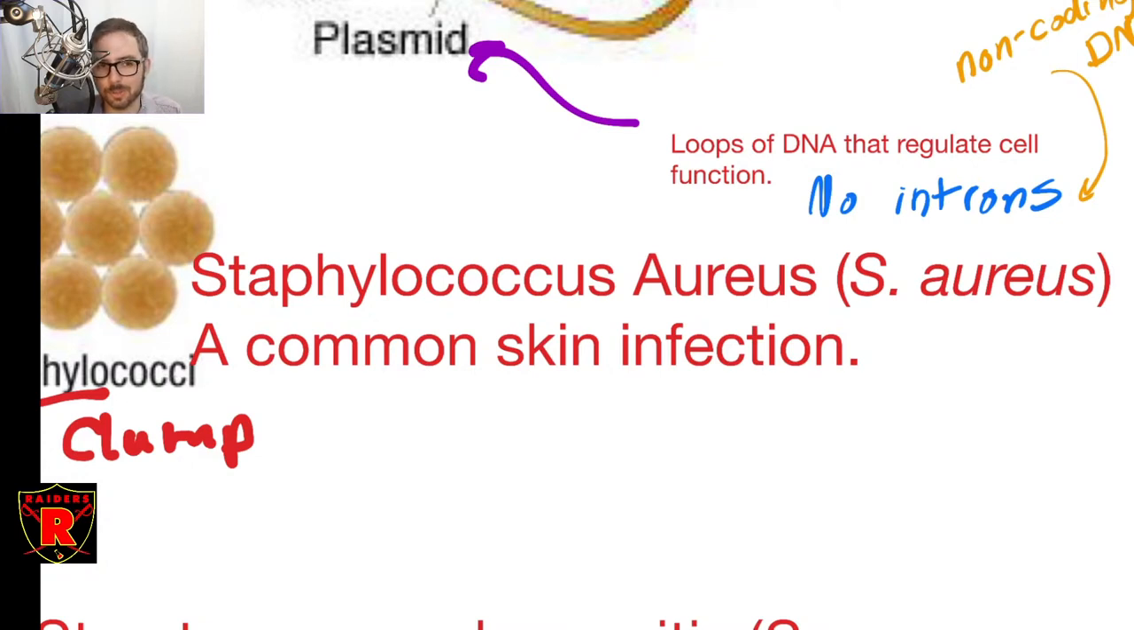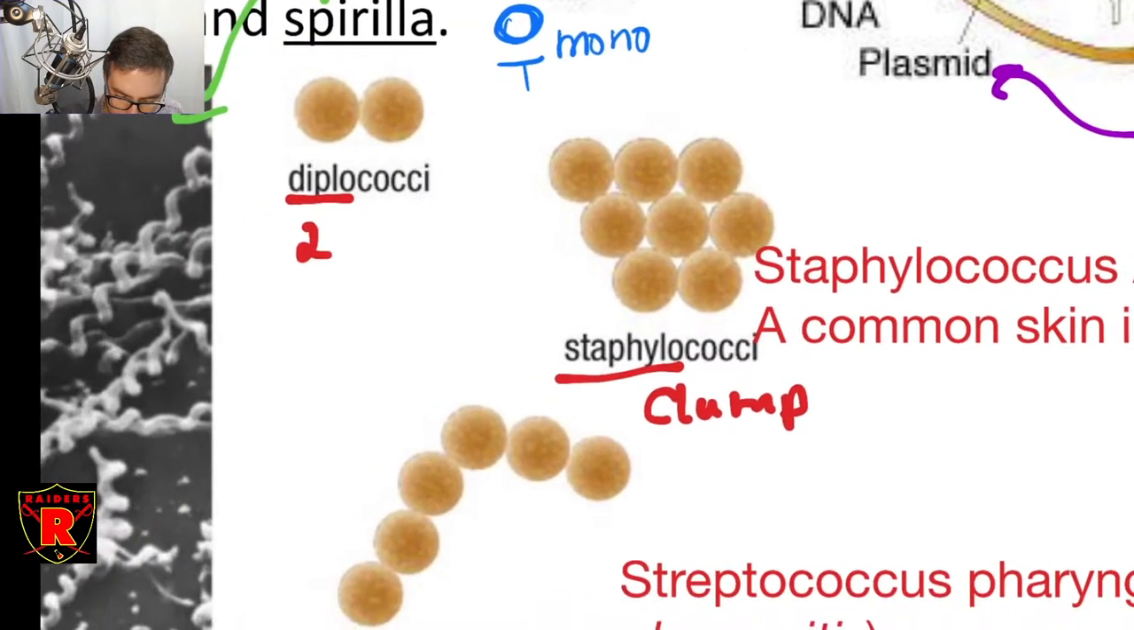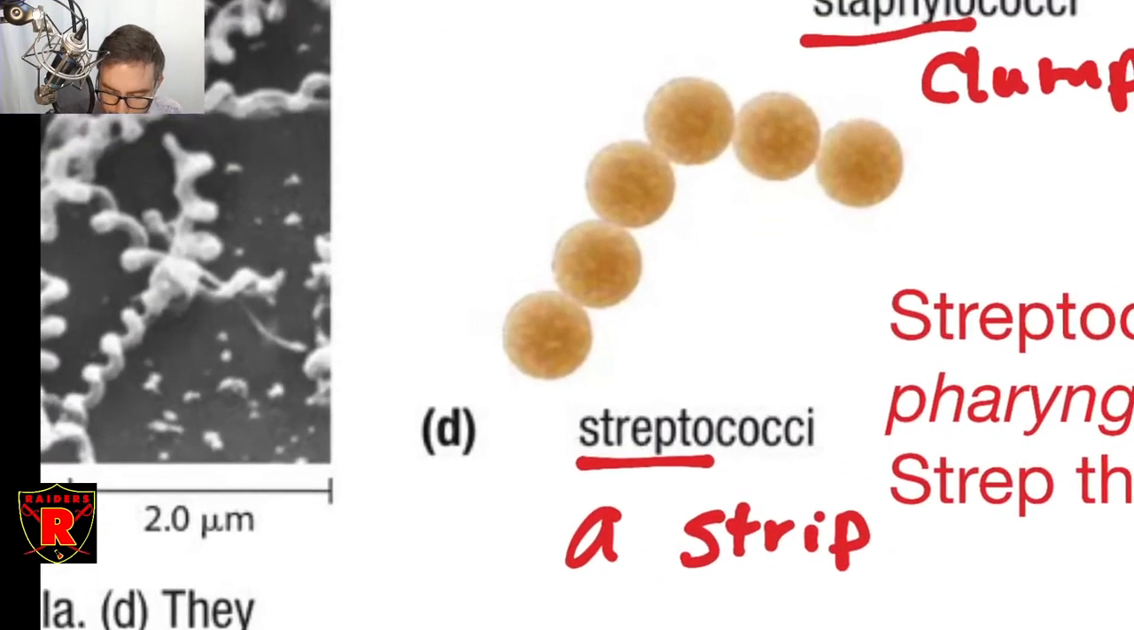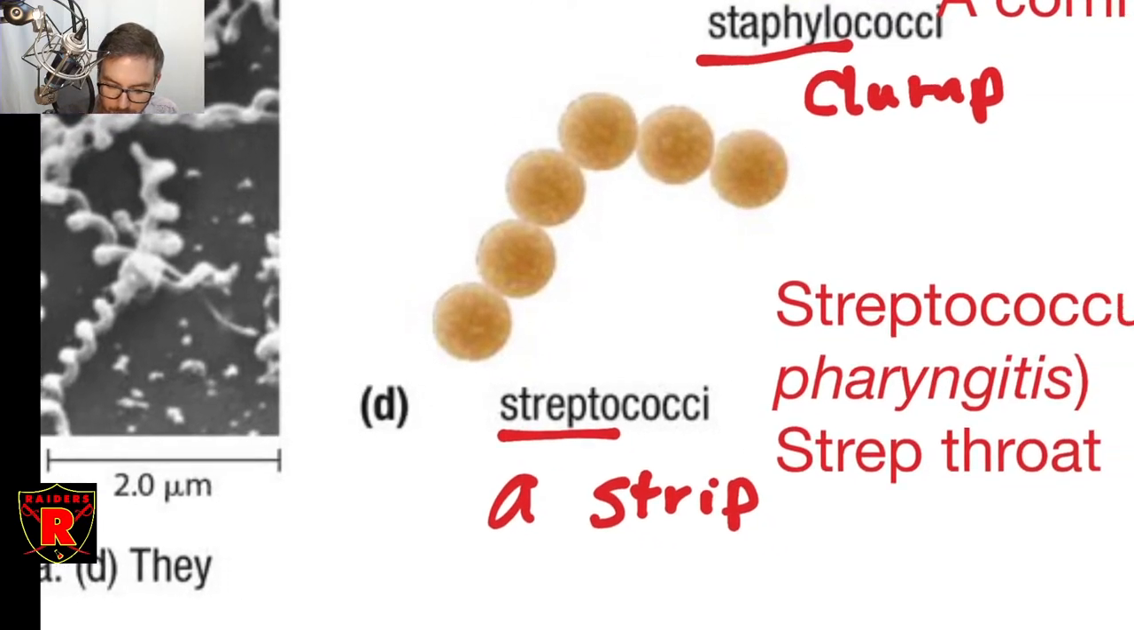And because those infections are, like I said, highly contagious, they often get spread quite easily, especially between athletes, because there's a lot of contact there. So that's an example of a Staph type infection. You can also get a strip of cocci, a streptococci. And that's exactly what you think it is. It's a strip where they come in a long lineup of a whole bunch of them. So a streptococci is a strip of cocci.